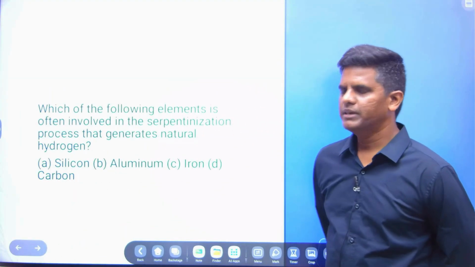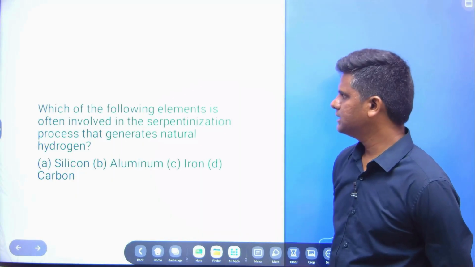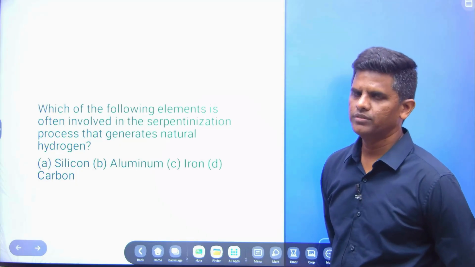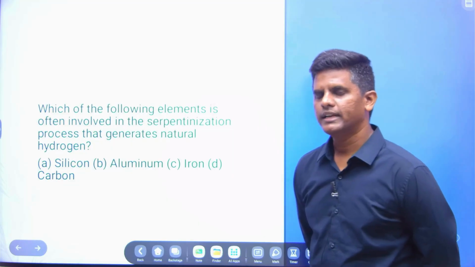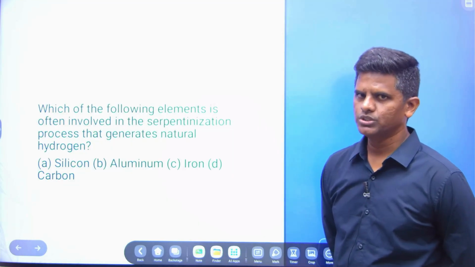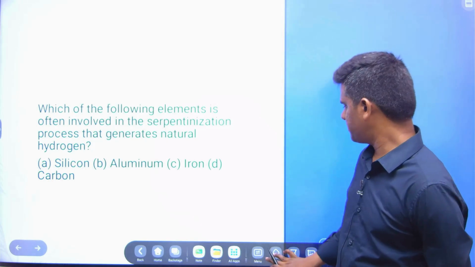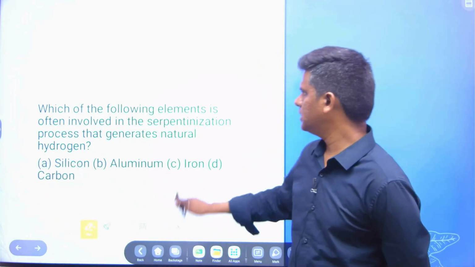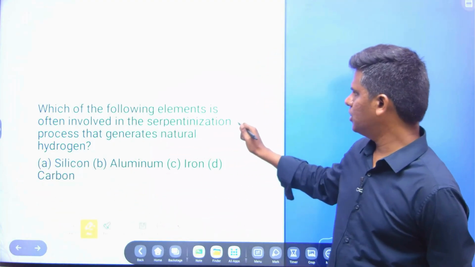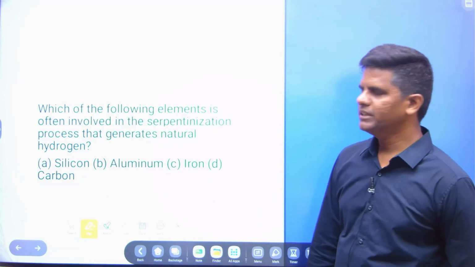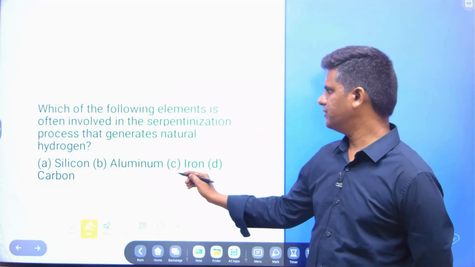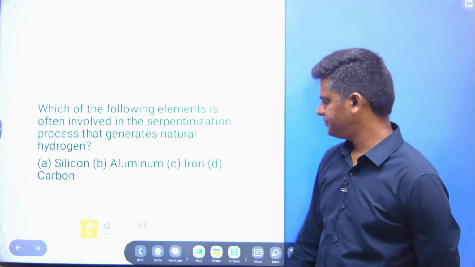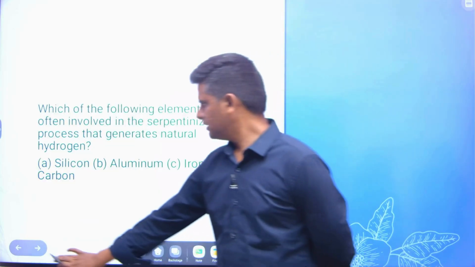Which of the following elements is often involved in the serpentinization process that generates natural hydrogen? We have seen this question before. When olivine rocks react with water, hydrogen is produced. That process is called serpentinization. So what is the element that is often involved? Iron is the element that is often involved, because olivine rocks are rich in iron.